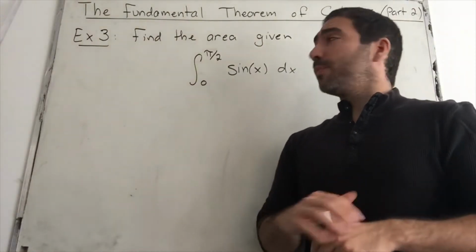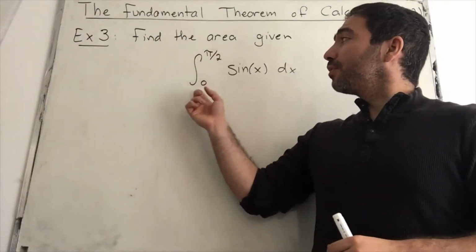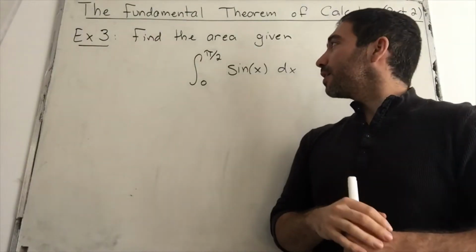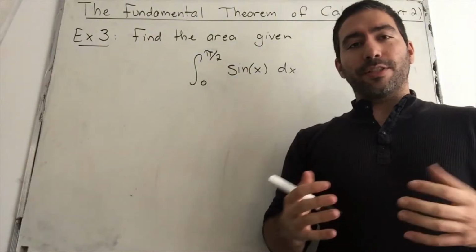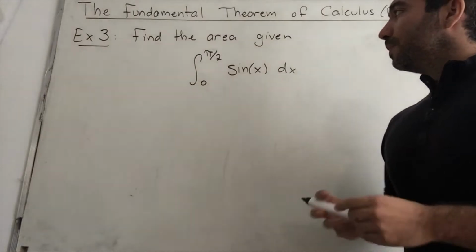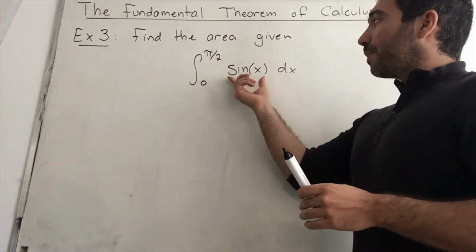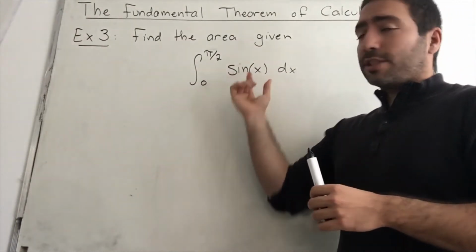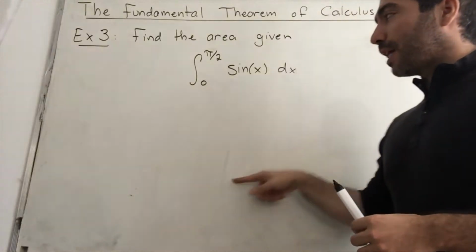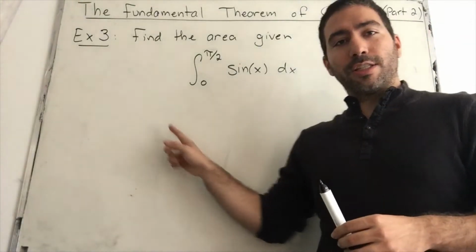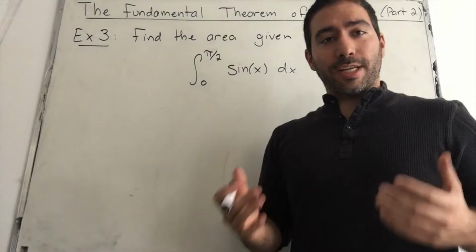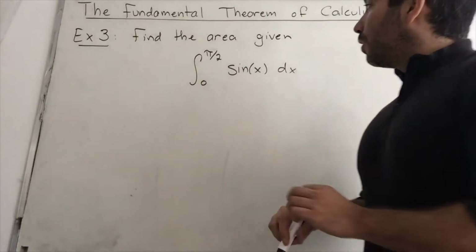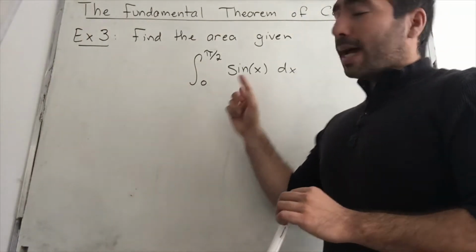So in the following example, we have to find the area given the integral from 0 to pi over 2 of sine x dx. So pause the video, give this a shot, see if you're able to solve it. So we start off by asking ourselves, is this function sine of x continuous? Well, we know what the sine function looks like. It oscillates between -1 and 1 forever, so the function is in fact continuous. So we could go ahead and antiderive sine.